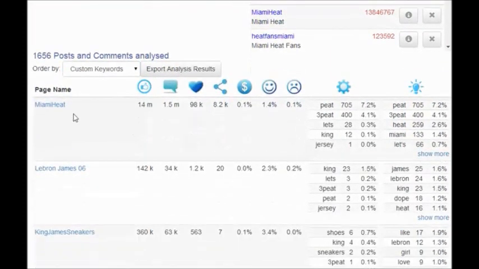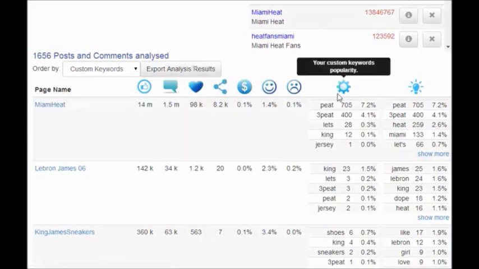And you can see that the Miami Heat page has by far the highest percentage. If you look at some of these other percentages, 1.6, 1.9, this is what everyone's talking about on this page. And this number is huge. It's rare that you see a number this big, but it just goes to show how engaged and how excited these particular people are.